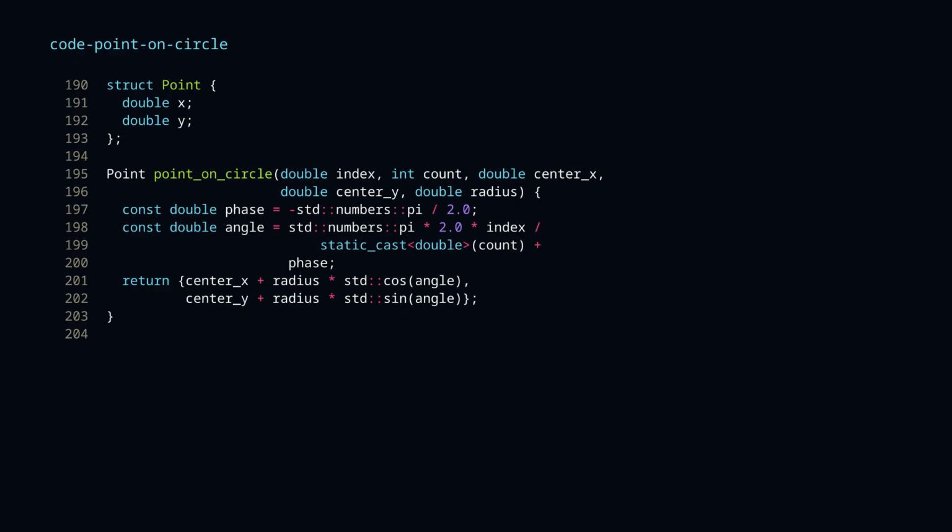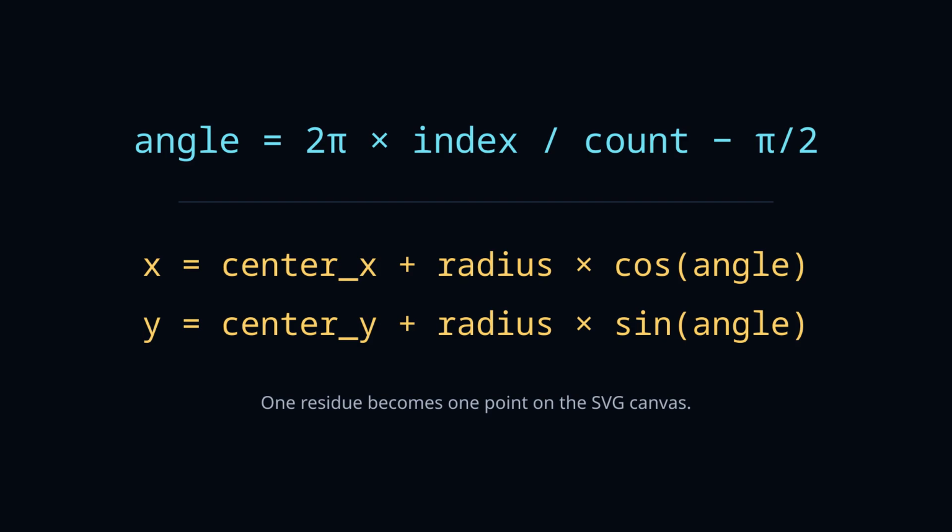The offset rotates the entire composition. It does not change the relationships between chords. Cosine gives the horizontal displacement from the center and sine gives the vertical displacement. Multiply each by the radius, add the corresponding center coordinate, and the abstract index has become an SVG point. Notice that the function accepts the index as a double, not an integer. That small design choice is what allows a fractional modular destination to land at an intermediate angle during animation.